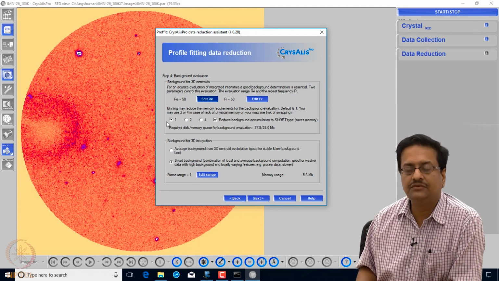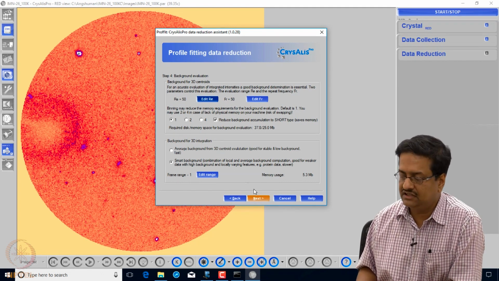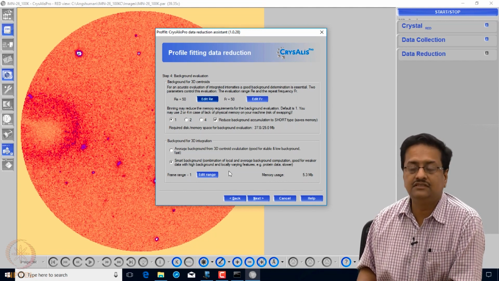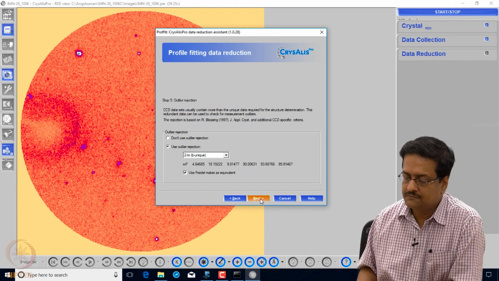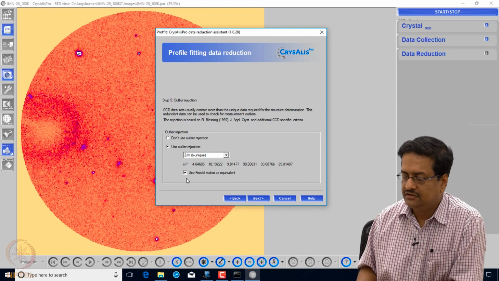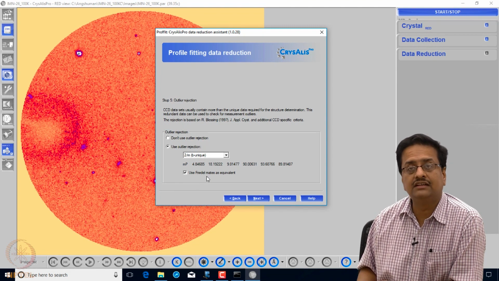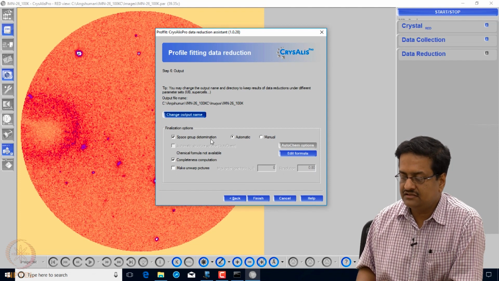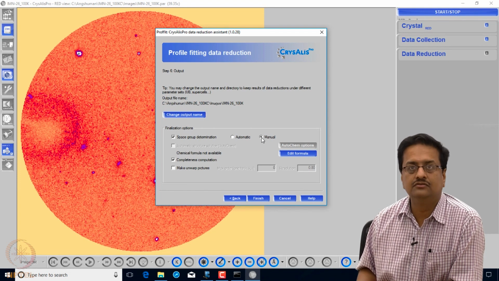We do not change any default parameters in these softwares in general, but there are options for advanced users who can change these and try to modify the data reduction procedures. So this is a 2/m structure, that is our monoclinic structure. So we are using the outlier rejection as 2/m, and then we are considering Friedel mates as equivalents, and then we can change the space group determination part to manual.